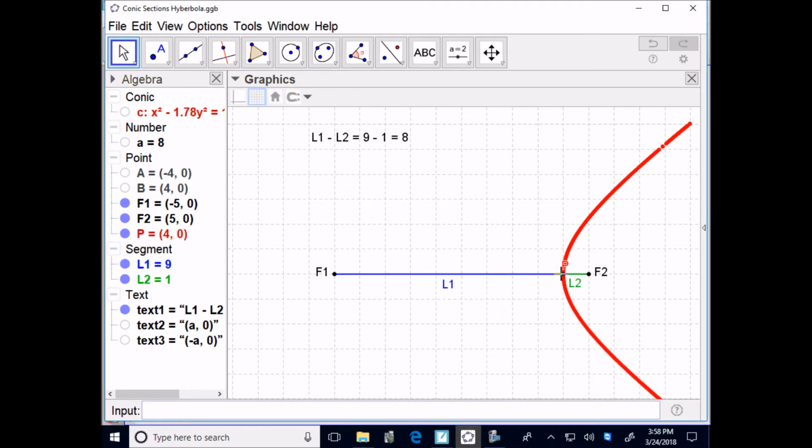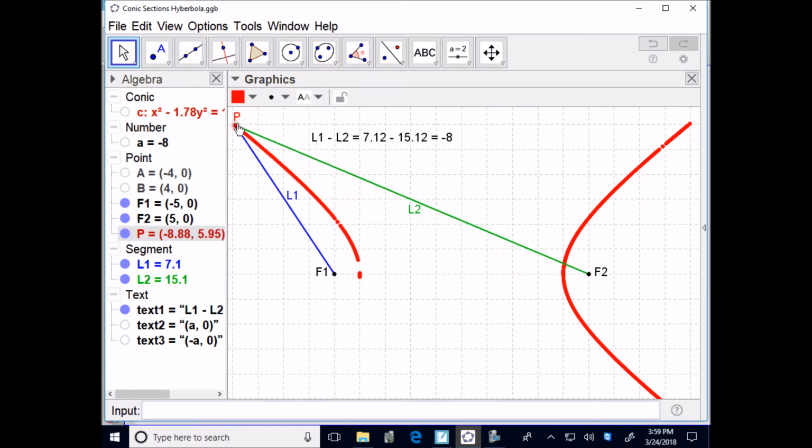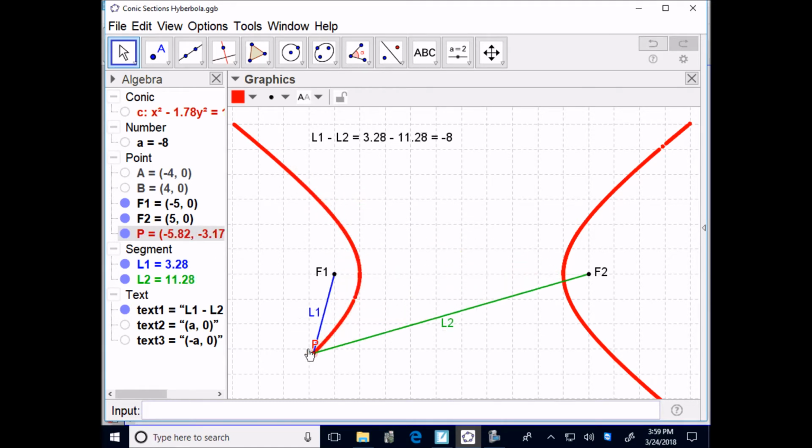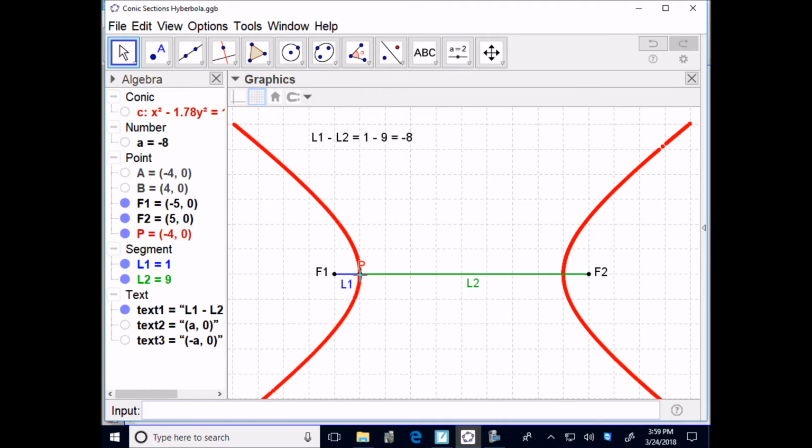Now if we go over to the other side of the hyperbola, we can see that L1 is the shorter length and L2 is the longer length. L1 in this case is 1, L2 is 9, and we've got the negative of that constant. On the other side it was a positive 8, here it's a negative 8. Again, as L2 gets longer, L1 has to get longer to compensate as well, giving us this side of the hyperbola. Okay, so that's the locus definition.